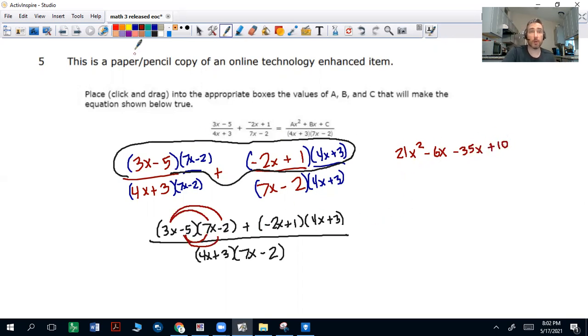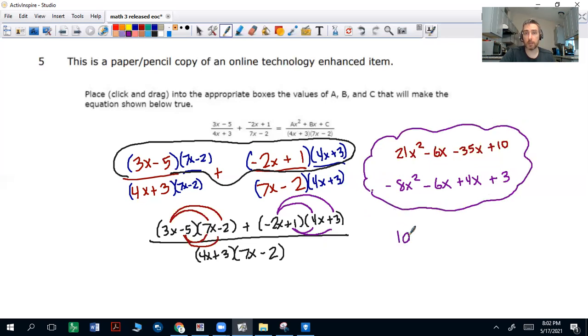Now we also have the ones over here, which we'll do in a different color. We have negative 2x times 4x. That's going to be negative 8x squared. We have negative 2x times 3. That's minus 6x. And we have 1 times 4x, and we have 1 times 3, which is 3. I don't know why that gave me problems. But anyway, all these terms are going to combine.